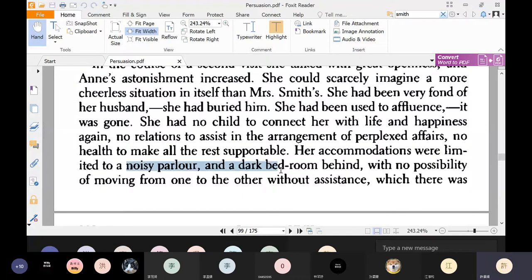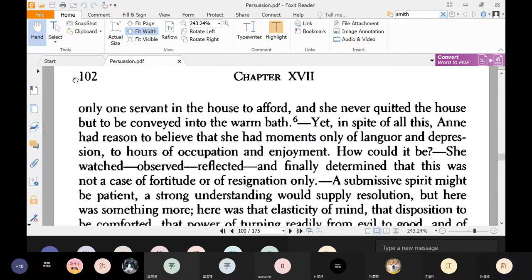She has two rooms, but because she can't walk, she cannot move from one to the other without assistance. And there was only one servant in the entire house. So she lives in a place with two rooms, but that's only one part of the big house. The house is being rented out to many different people, but the entire house only has one servant.